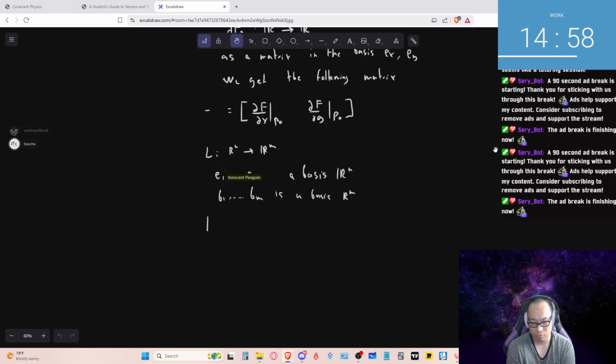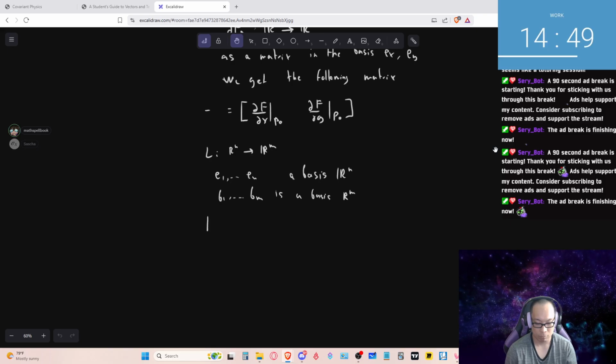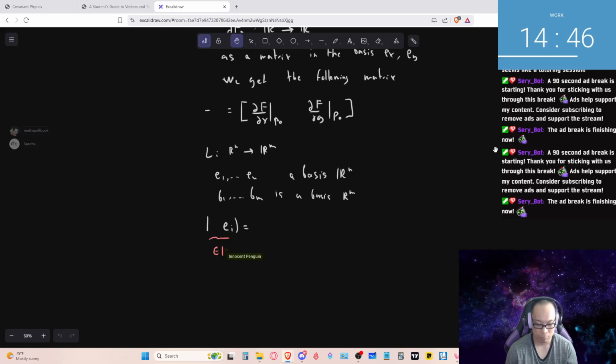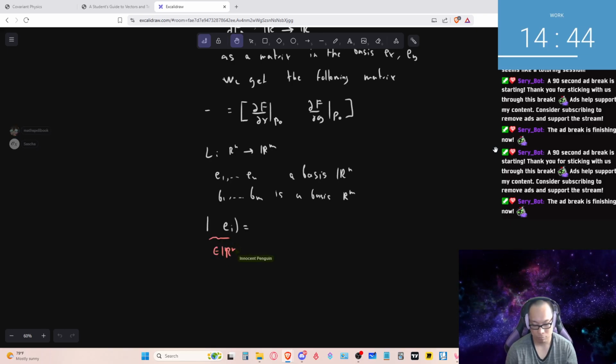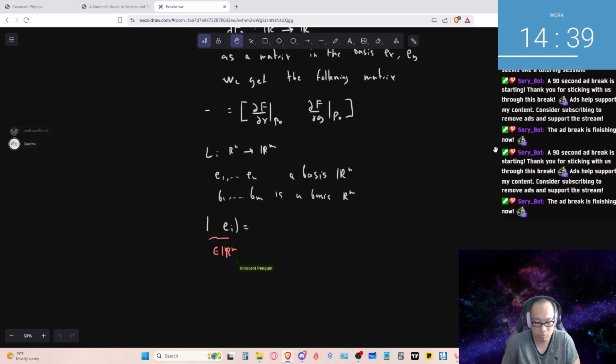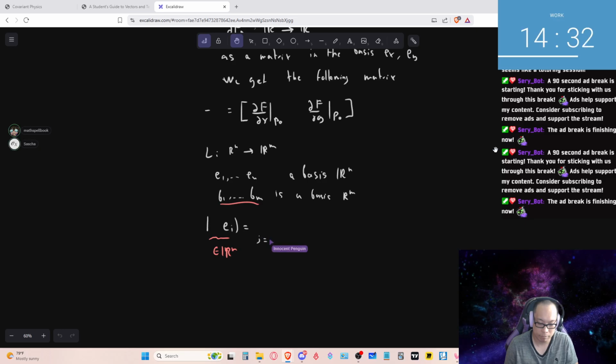if we know, for example, if you take an element of our basis, let's call it L of E, it will be something that lives in Rm, right? So it would be some linear combination of those basis vectors, right? I will probably get the indices wrong, but I think it's something like that.